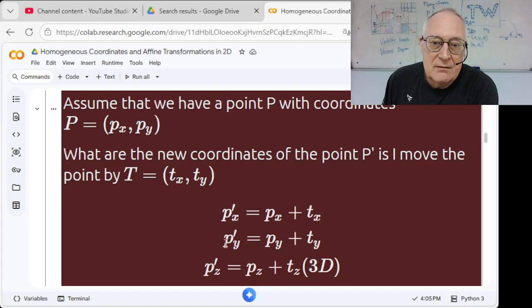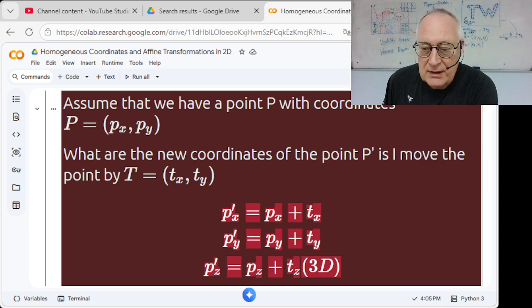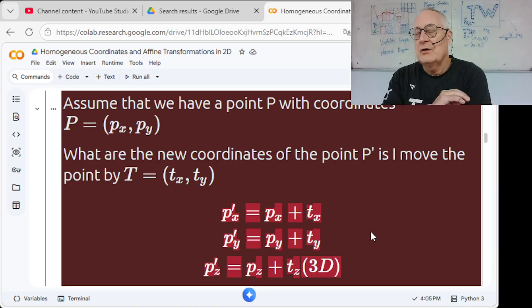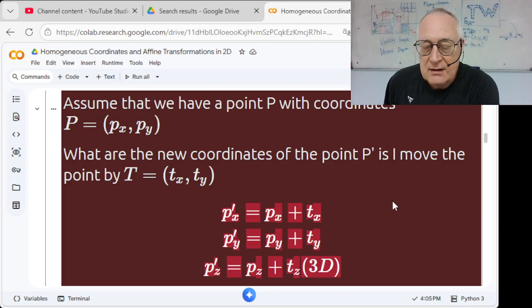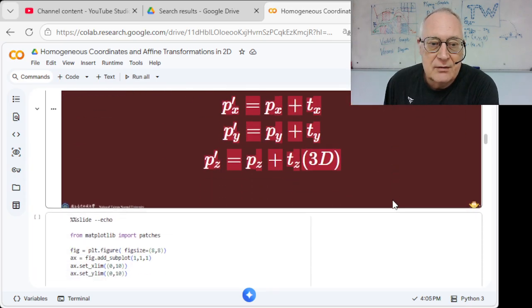So in 2D, we have this relationship. In 3D, it's the same thing, except now we also have a Z coordinate. So we have 3 coordinates in 3D, which gives us 3 equations.